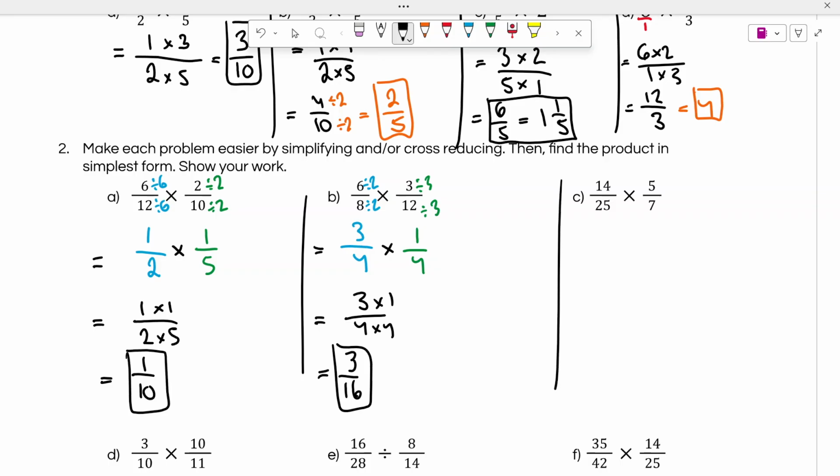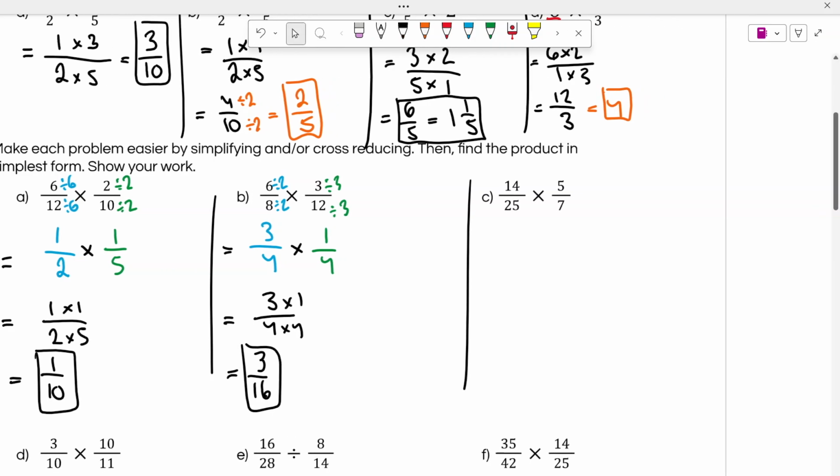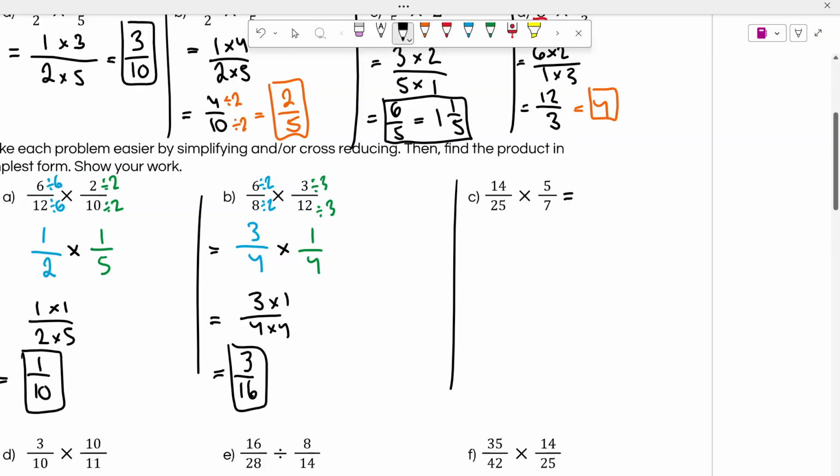The other thing we can do is we can cross-reduce, and this means that as long as we have one factor on the top and one factor on the bottom, we can actually go ahead and simplify those. And the reason for this is that the order of multiplication and division in BEDMAS doesn't matter. So let's take a look at that with this question C, and then we'll look at the shortcut way that we can do it. We know that if we just followed our normal top times top, bottom times bottom strategy, we'd end up with this. But I also know that the order of multiplication doesn't matter. So 14 times 5 is the same as 5 times 14. And 25 times 7, I'm going to just leave alone for now.